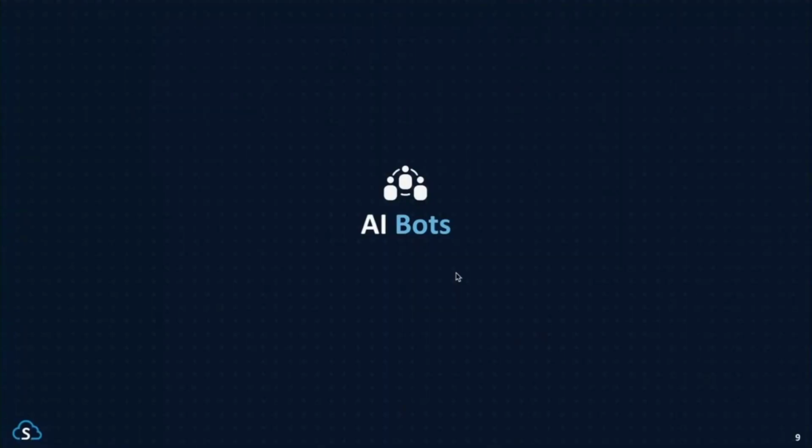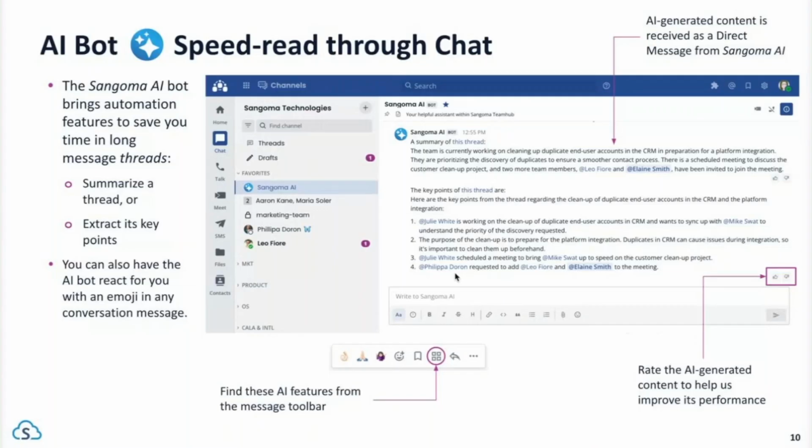So I mentioned AI. We do have a couple of AI features in here that are bots. The first one is going to be the AI speed read feature. What this basically does is let you summarize or extract the key points of a thread. So a thread, what would that be? It would be a person asking a question, and then you reply to it, and then any of the conversation within that thread that's been replied to, you can do this for and summarize it or get the key points. So that's going to be included in there, and you can access it from that little 4-button option.